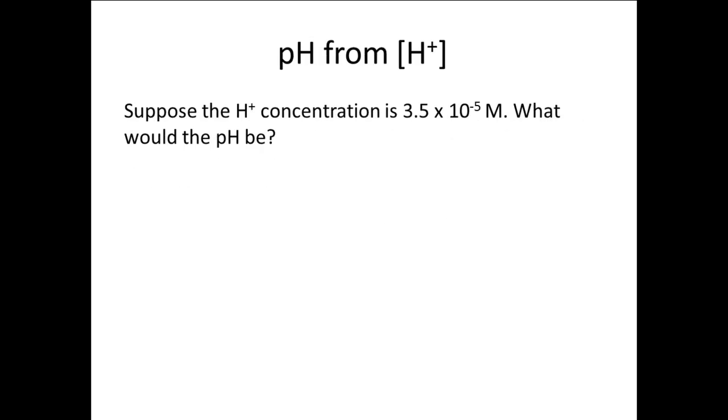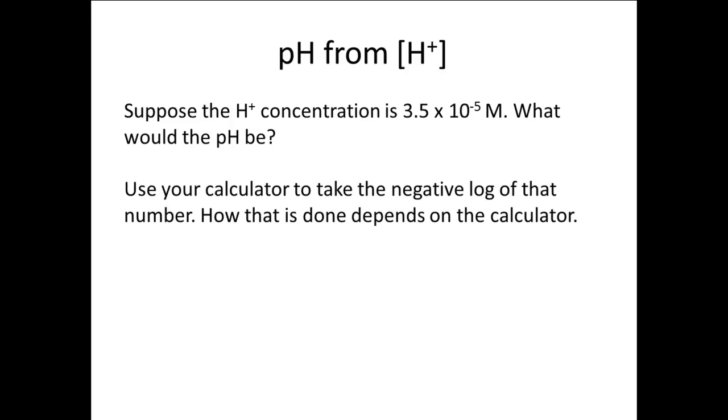Suppose the concentration of hydrogen ions is 3.5 times 10 to the minus fifth molar. What would the pH be? To solve this problem, simply use your calculator to take the negative log of that number. How that is done depends on the calculator. Let's look at two typical calculators as examples.